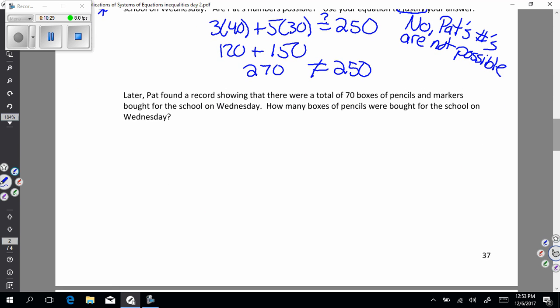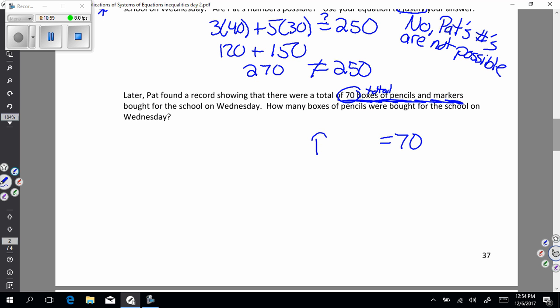Now the next part. Later, Pat found a record showing that there were a total of 70 boxes of pencils and markers. This is nice that there's a second total. Now I'm going to wind up having a system, and when you have a system, you can solve if there are two variables. If there's just one equation with two variables, really I can't solve and get a number, but now I have another total. It's a total number of boxes of pencils and markers put together.